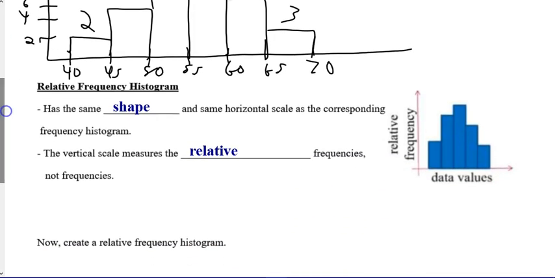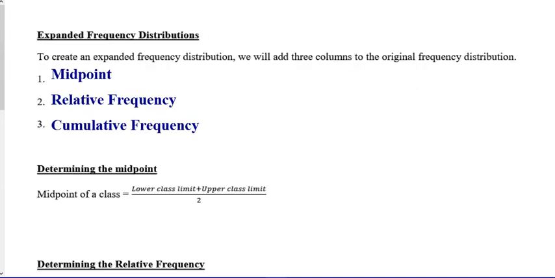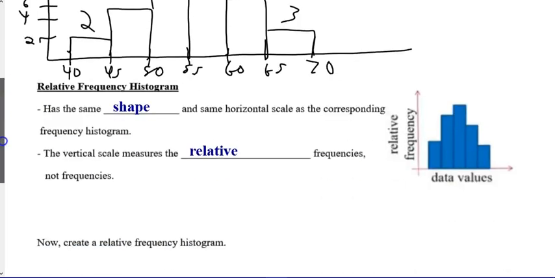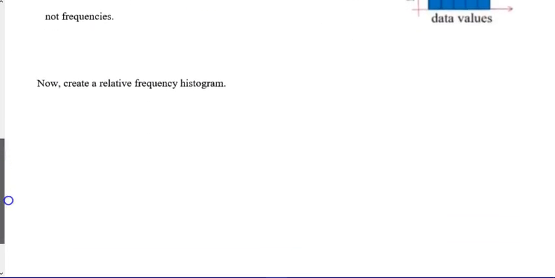All right, so the relative frequency histogram has the same shape and the same horizontal scale as the corresponding frequency one. The vertical scale measures the relative frequencies, not the actual frequencies. If you go to the previous page, relative frequency is the frequency divided by the number. So we're going to take all those numbers from the top of the columns and do some percentages. So 2 divided by 43, 6 divided by 43, and so forth.